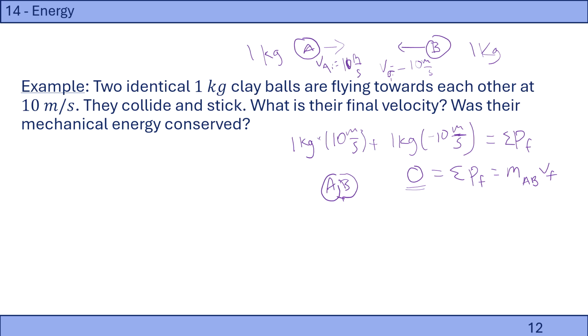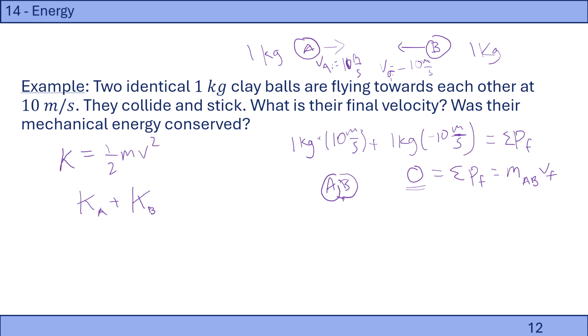Was their mechanical energy conserved? So just conceptually, remember that the mechanical energy is kinetic plus potential. In this case, there's nothing to indicate potential energy, so we only need to worry about the 1/2 mv squared part. And you can add them together. The initial kinetic energy is going to be K of A plus K of B. And does the same thing happen? These velocities are going in opposite directions, so do they cancel? The answer is kind of no.